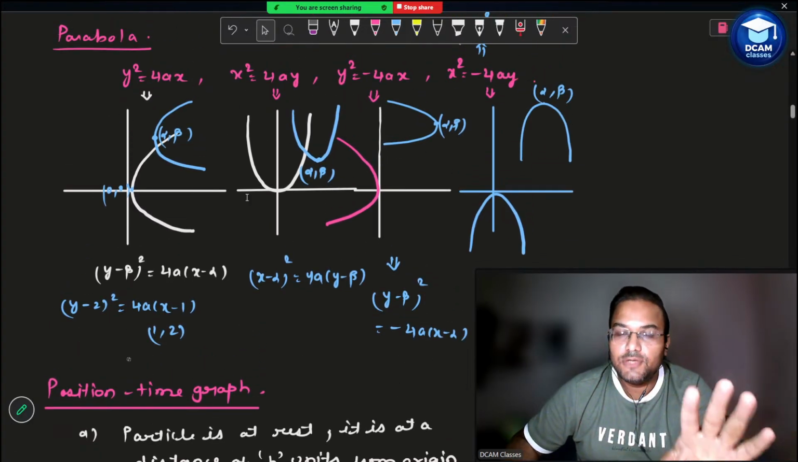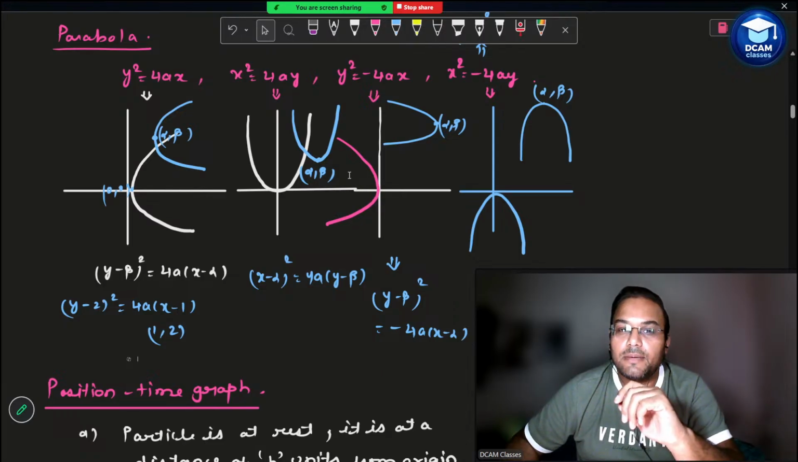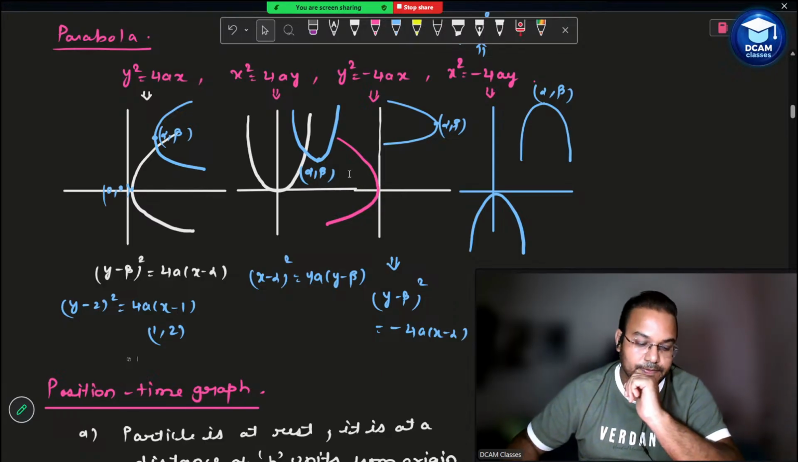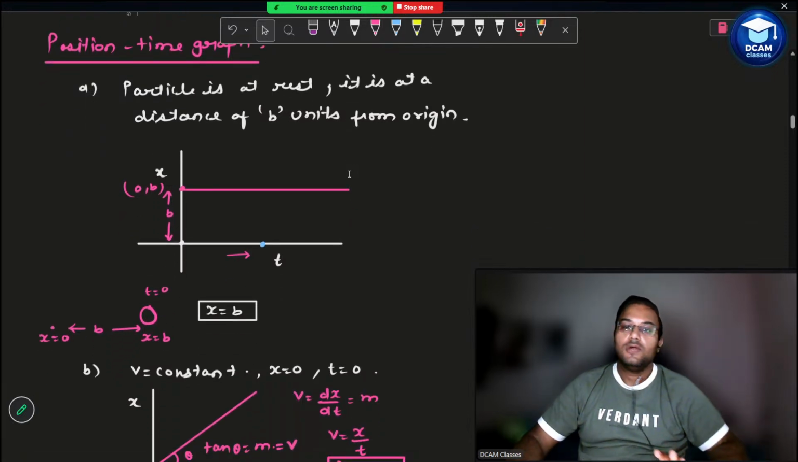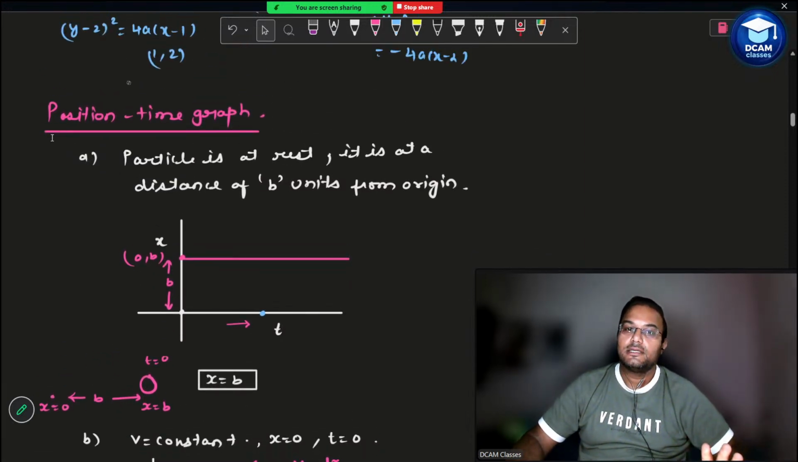Did you understand this thing by drawing parabolas or not? That you tell me. Yes, I understood this. Very good. Now see, I have a few graphs, like the position-time graph. Suppose the initial condition is the particle was at rest, at a distance b unit from the origin. We have to draw the position versus time graph.